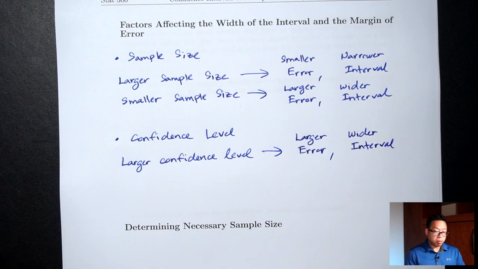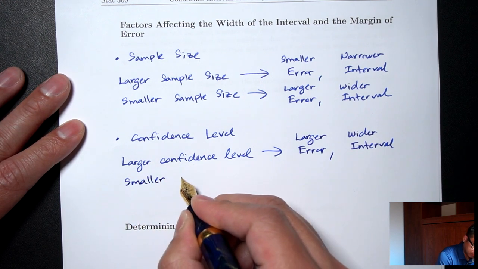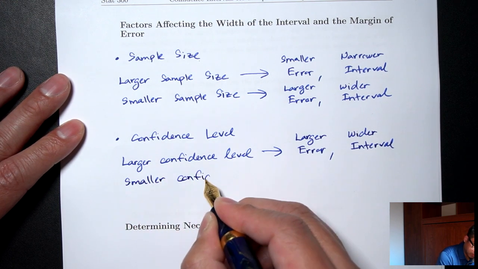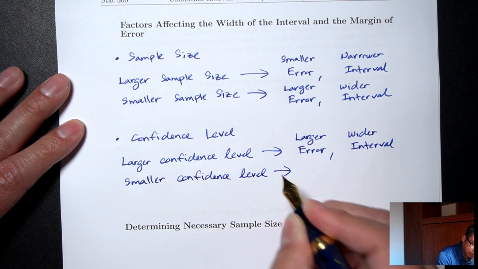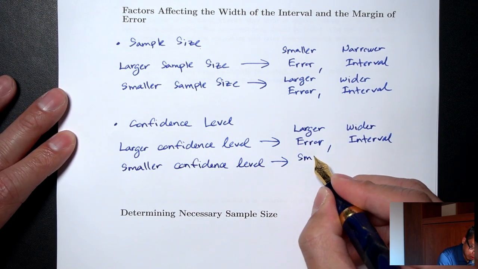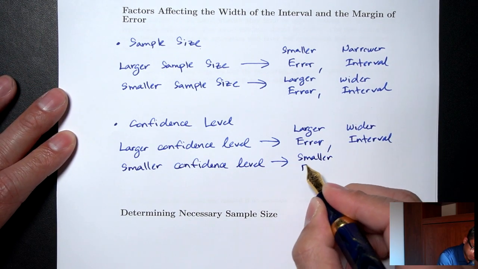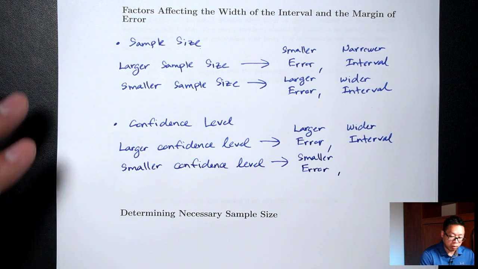If you use a smaller confidence level, you'll have the reverse effect, so you'll have a smaller error, which means you'll have a narrower interval.